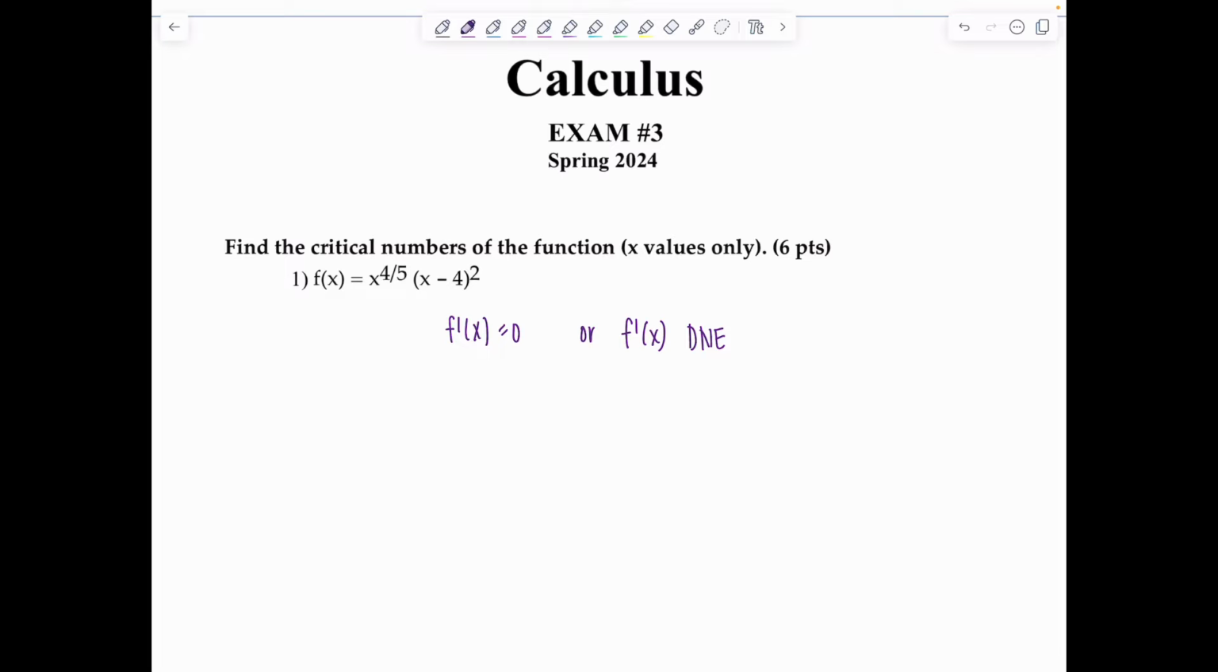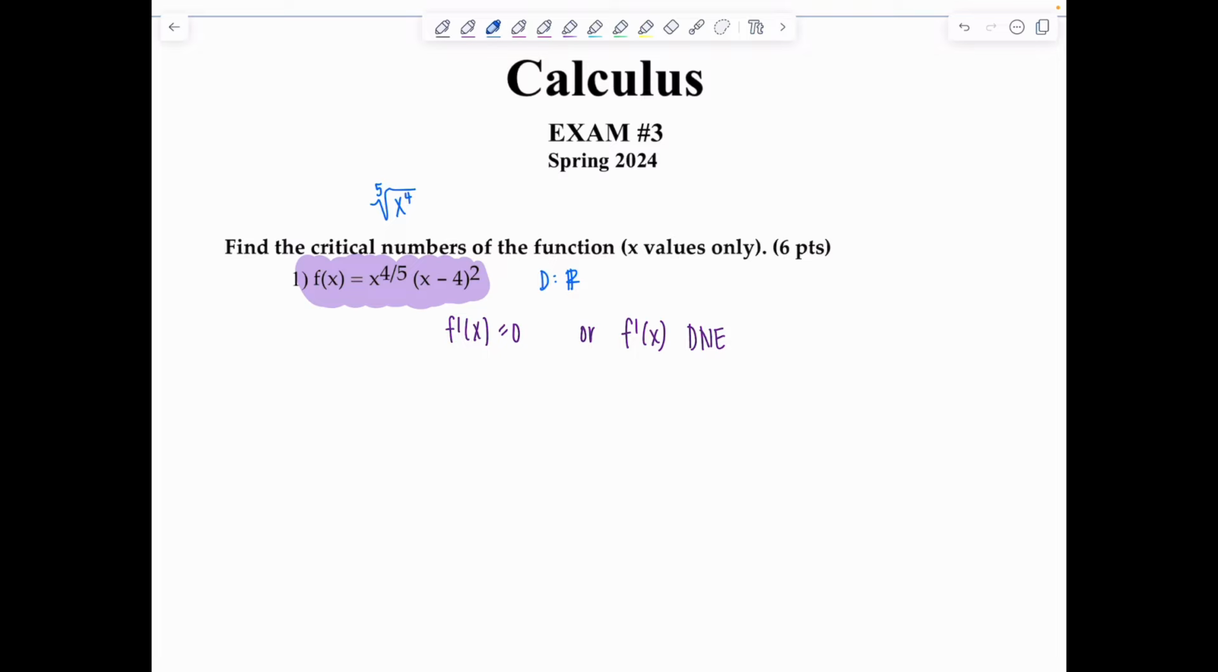I feel like if you wait until the end to remember to check that, most of the time students forget. You're just so excited once you get a critical number. Sometimes we have to throw some away if they're not in the domain, so they're not really critical numbers. Look at this function here. f of x is x to the 4/5, which means the fifth root of x to the 4th. When you're taking the odd root of some quantity, there's no restrictions there. x to the 4th will always be positive, but still, we're good. Nothing to restrict. x minus 4 squared, same thing. So as a reminder to myself, the domain is all real numbers. Now let's go ahead and take the derivative.